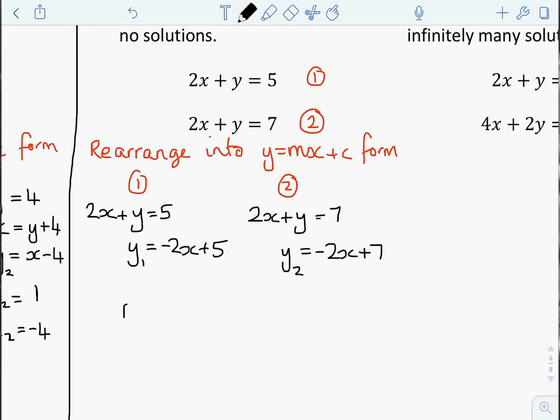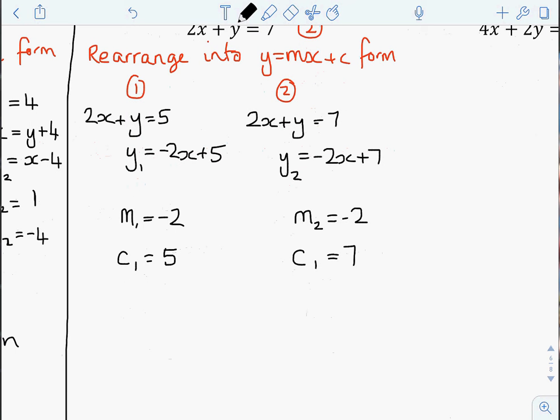Our gradient for equation 1 is negative 2. Y-intercept is going to be 5. For equation 2, the gradient is negative 2, and the y-intercept is 7. For there to be no solutions, then M1 must equal M2, and C1 must not equal C2. This is correct, as M1 is negative 2 and M2 is negative 2, i.e. they're equal, so we can say that's correct.